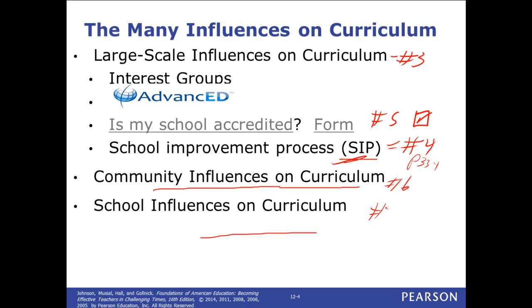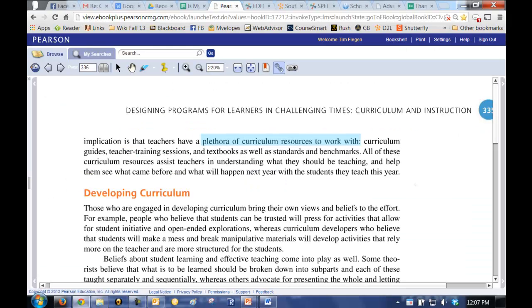And then for number 7 on school influences of curriculum, here are the things that the school can provide, like curriculum guides, teacher training, textbooks, standards, benchmarks. All that's provided by outside source. You provide the teaching and the assessments, administer the assessments. Okay.